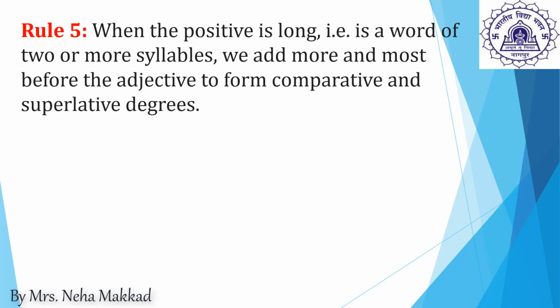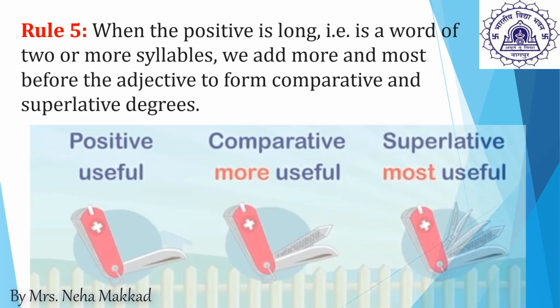So now the next rule says when the positive is long, that is a word of 2 or more syllables, we will add more and most before the adjective to form a comparative and superlative degree. Now let's see the example.